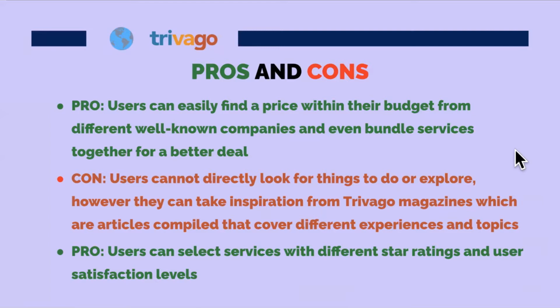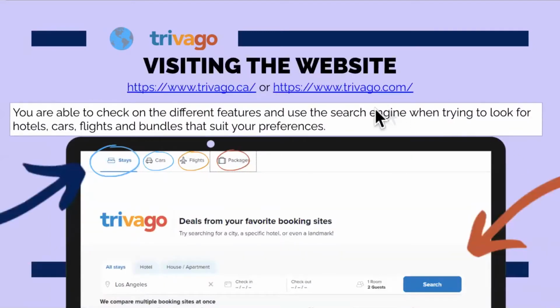So let's say maybe you really want to make sure that it's something that people like, well, then you could look for that. And then once you're on the website, this is how it can look like. You're able to check on different features and use the search engine right here when trying to look for hotels, cars, flights, and bundles that suit your preference. So here we have stays, cars, flights, and packages that bundle that all together.